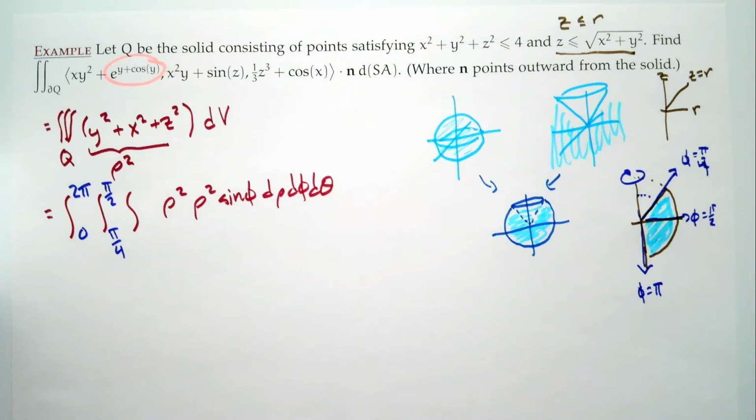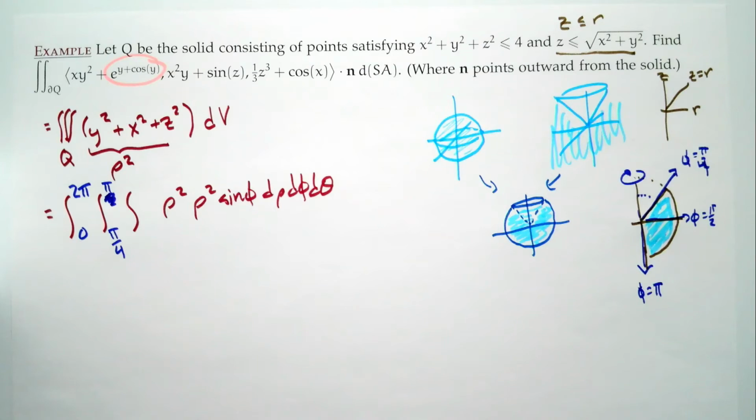So why is it pi halves? Where? Oh, because I copied wrong. That's why it's pi halves. Thank you. Double check your work. It's easy to make a mistake.